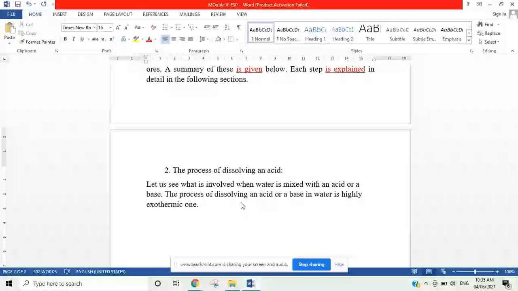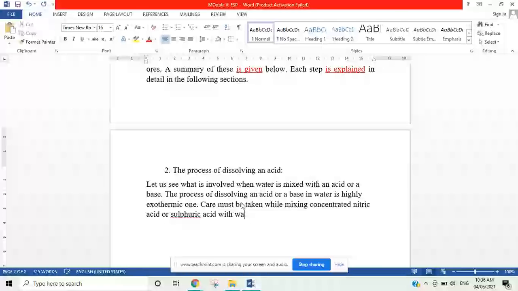Care must be taken while mixing concentrated nitric acid or sulfuric acid with water.